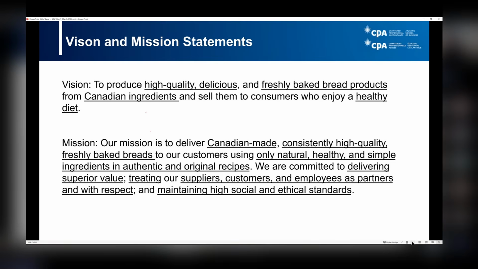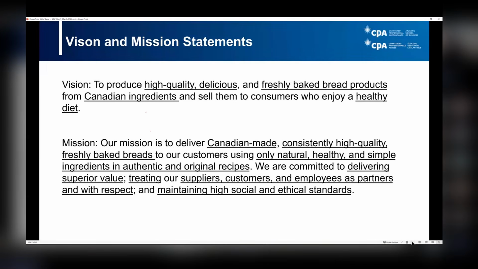So I hope as you're looking here, is the vision and mission statement for KBC in the Capstone 1 case. I've highlighted some key words, and these are the words that you would look at and discuss when you're talking about whether implementing an option is aligned or misaligned with the company's vision and mission. So for the vision, it's to produce high quality, delicious, and freshly baked bread products from Canadian ingredients and sell them to consumers who enjoy a healthy diet.